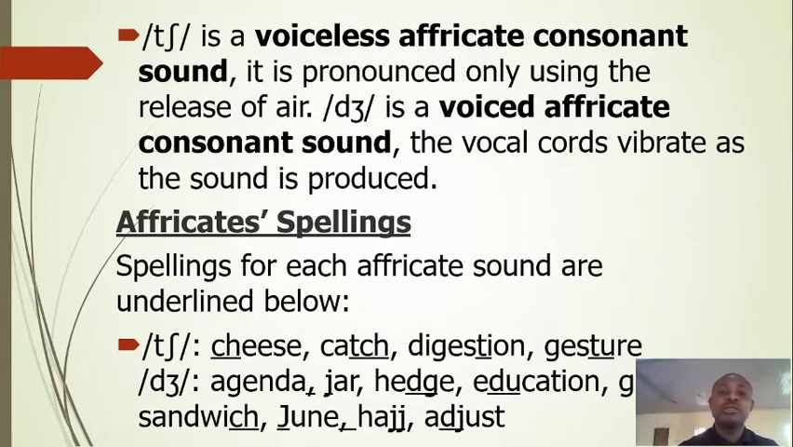It is pronounced only using the release of air. Again, there is no vibration for it. You touch your vocal cords and pronounce ch. There is no vibration, so it is voiceless. While j, if you pronounce it, you feel vibration of the vocal cords. That makes it what? Voiced.